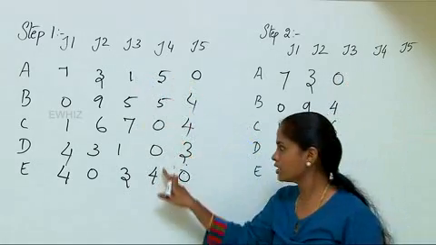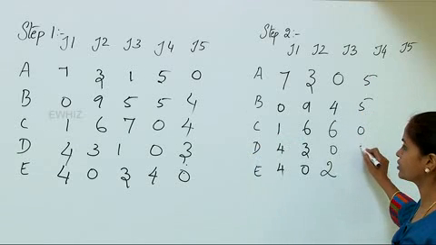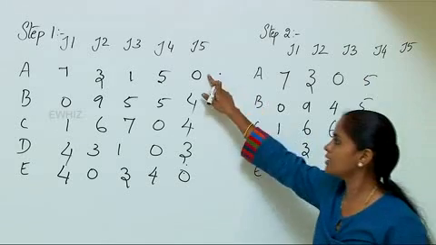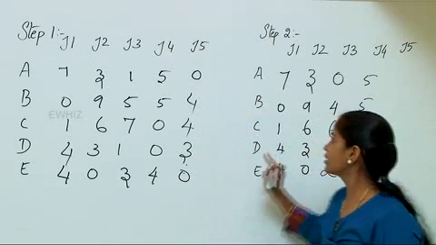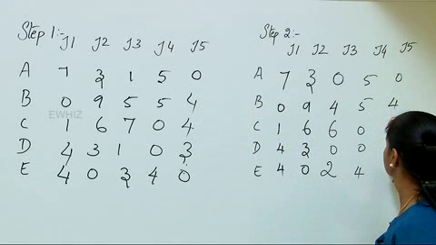Fourth column, 0 is already there, so copy it as it is. So you have 5 5 0 0 4. Fifth column, once again 0 is there, so you can write it as it is, 0 4 4 3 0.